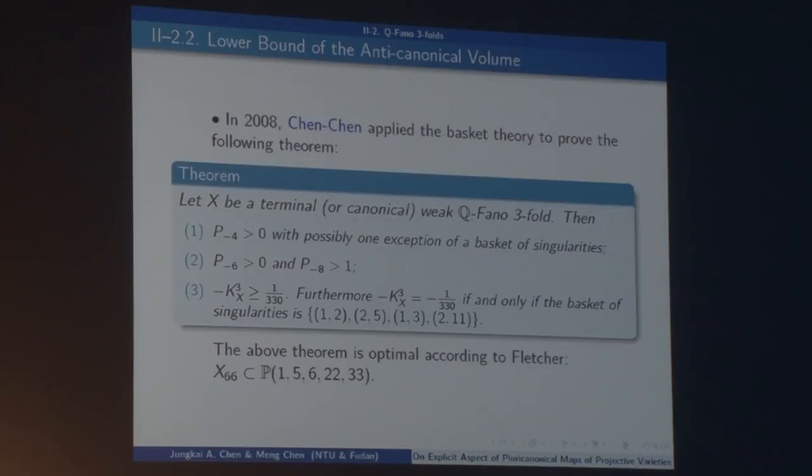So using this basket theory, the first result, in 2008 with Jungkai, we proved that any weak Q-Fano threefold has an anti-canonical volume at least 1/330. So this is optimal due to Fletcher's example.